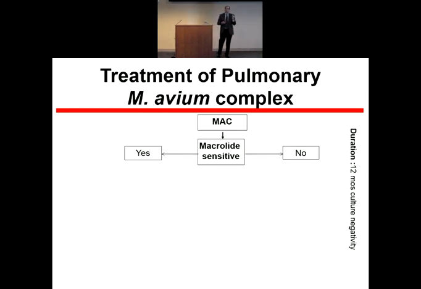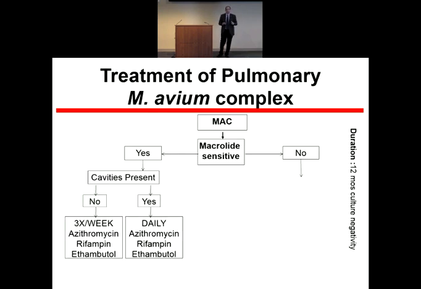What you want to know is, is it susceptible to the macrolides? Because if it's susceptible to the macrolides, then you move down the algorithm and you look to see if they have cavitation. If they have cavitation, we give them a daily 3-drug regimen: a macrolide, rifamycin, and ethambutol. But if they don't have cavitation, they have the nodular bronchiectatic form, we actually usually treat them 3 times a week.